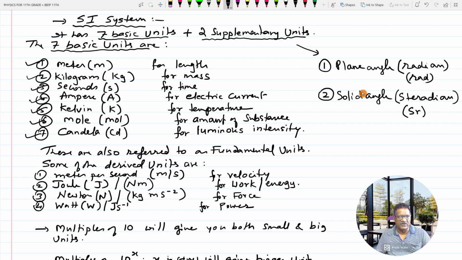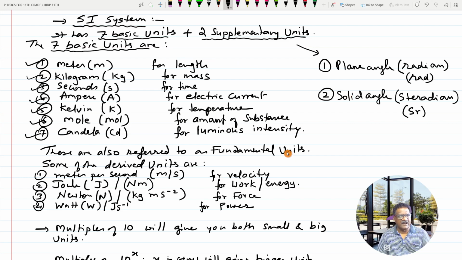Because it is not mentioned in your book, nothing has been mentioned about these 2 supplementary units. But as a student who is aspiring to get a higher knowledge in physics, you should not bother about whether something is given in your book or not. As far as possible, you should try to get the knowledge from other books as well. In other curriculum, they have talked about these 2 supplementary units in the SI system, that is plane angle and solid angle. So these totally make 7 plus 2, 9 units in the SI system.